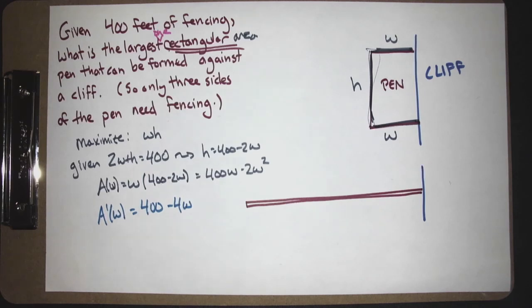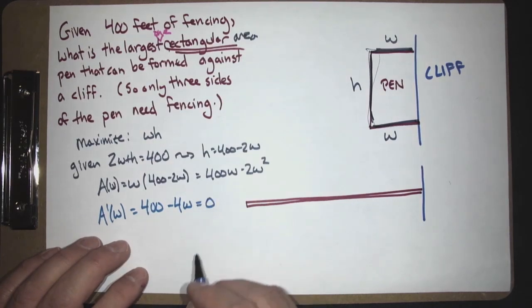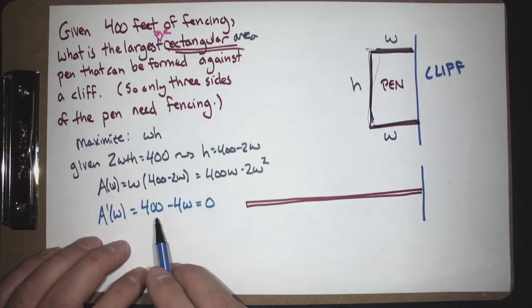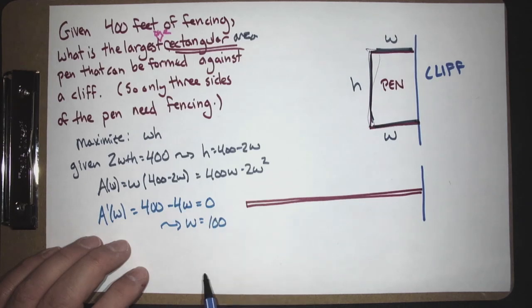Yeah, we're looking for critical points. It's never undefined. Now, there are some boundary points, but let's avoid that discussion for a second. So 400 minus 4w is 0. What does that tell us about w? W equals 100.